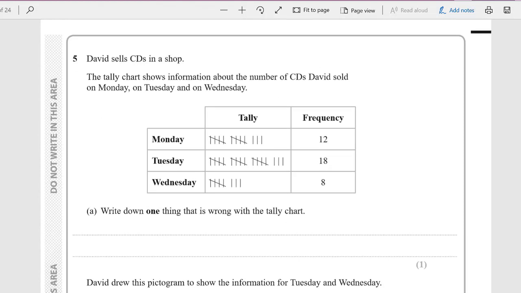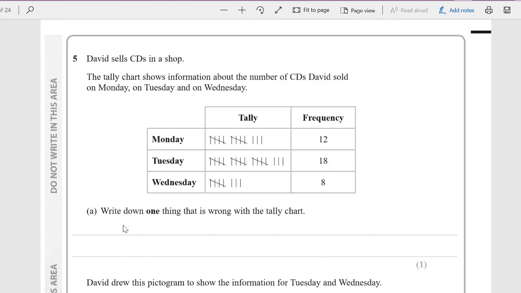Question 5, it says David sells CDs in a shop. The tally chart shows information about the number of CDs David sold on Monday, on Tuesday, on Wednesday. So you have that information there. That's a tally, and that's frequency. So if you add all of these lines up, this is 5, 5, and that's 3. So it should add up. So that 12 leads me to believe that, looking at this question here, coincidentally, write down one thing that is wrong with the tally chart.